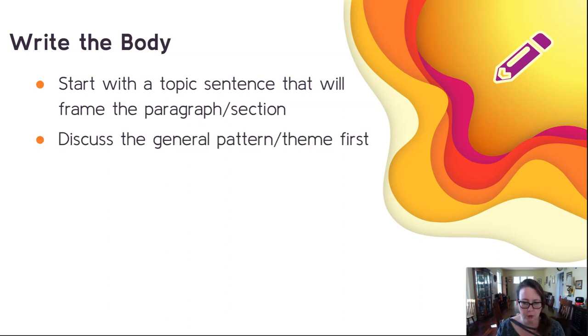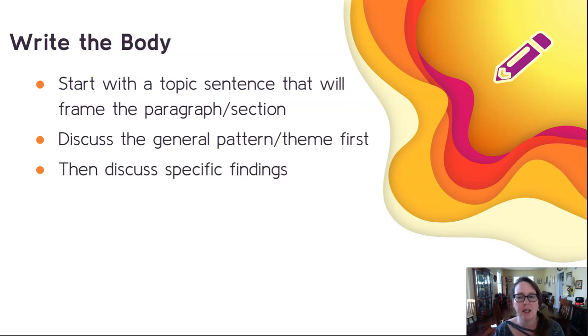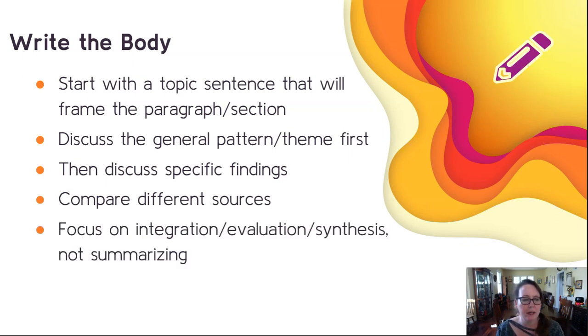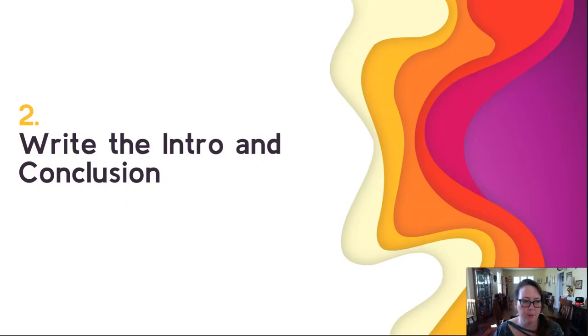Start with the general pattern or the general theme first, so a broad description of that theme, and then discuss specific findings. When you're in that section, you'll want to compare the different sources that touch on that theme. Remember, again, you're focusing on integrating, evaluating and synthesizing those sources, not simply summarizing those sources. So once you have the body written, then go back and write the introduction and the conclusion.